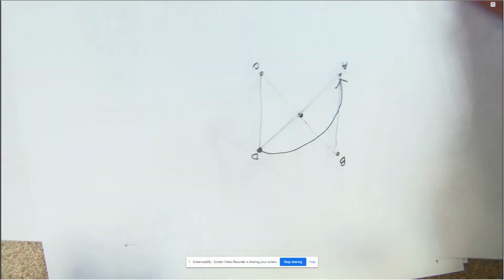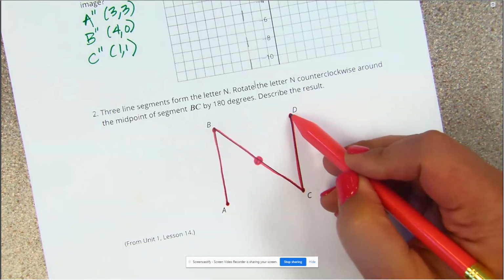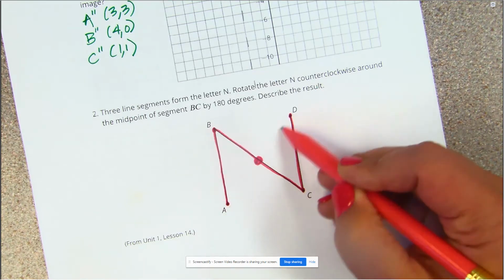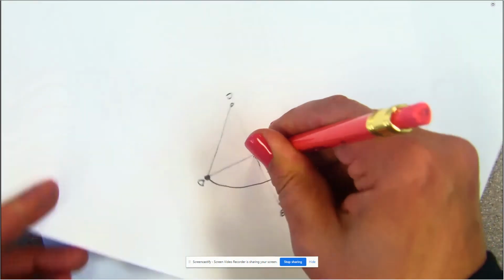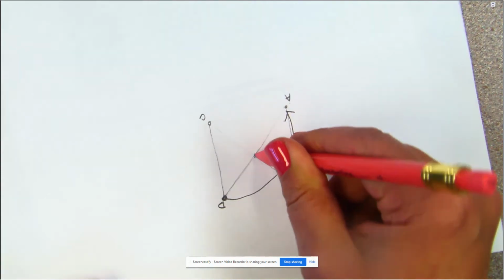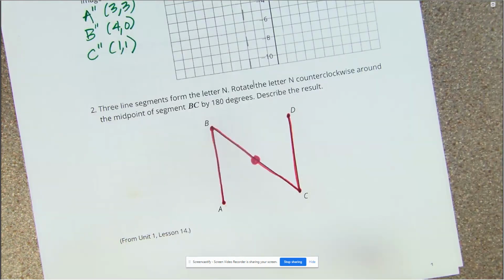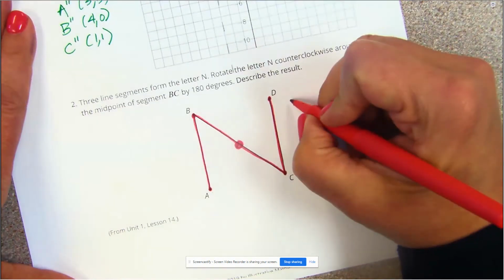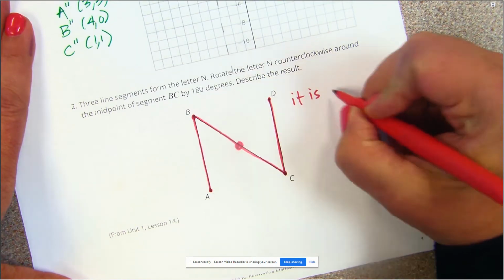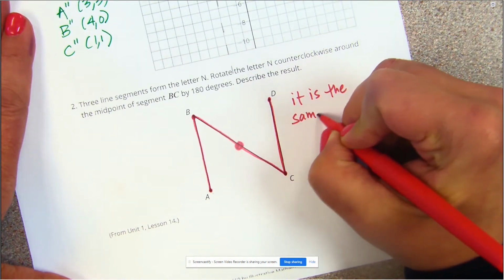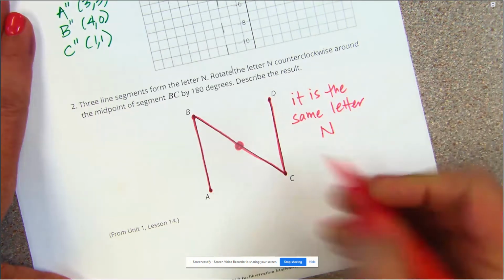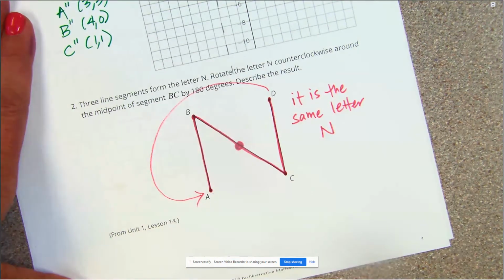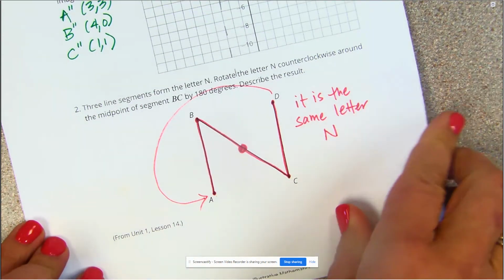So rotating this 180 degrees, when I take that and rotate it there, because that's 180 degrees through that point, let me show you one more time, results in the same letter N. Because D becomes A.